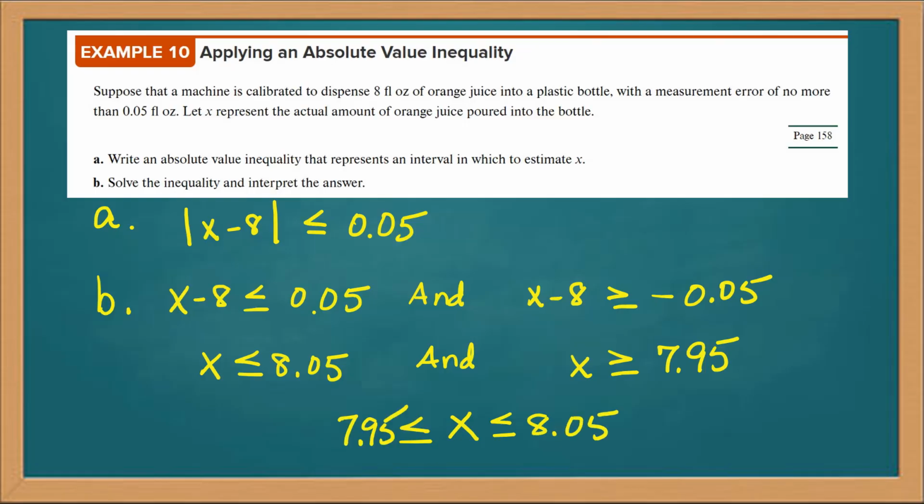When they tell you that each bottle has 8 fluid ounces in it with a measurement error of no more than 0.05, what they mean is at the most, it'll have 8.05. At the least, it'll have 7.95. It's that close to 8. It's very close to 8, no further away than 0.05 ounces.